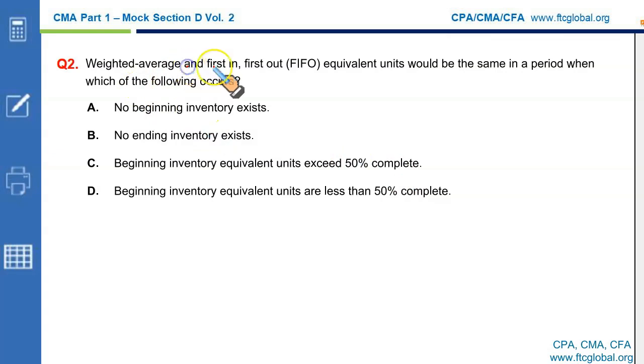Weighted average and first in first out equivalent units would be the same in a period when there is no opening stock. I'm sure you would remember that when there is no opening stock, FIFO and the weighted average equivalent units would be the same. So straightforward, look no further. A is your correct option.